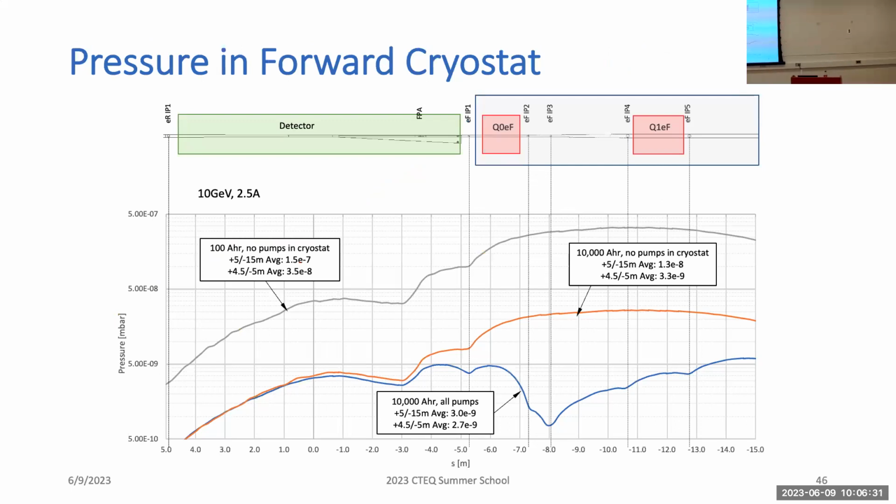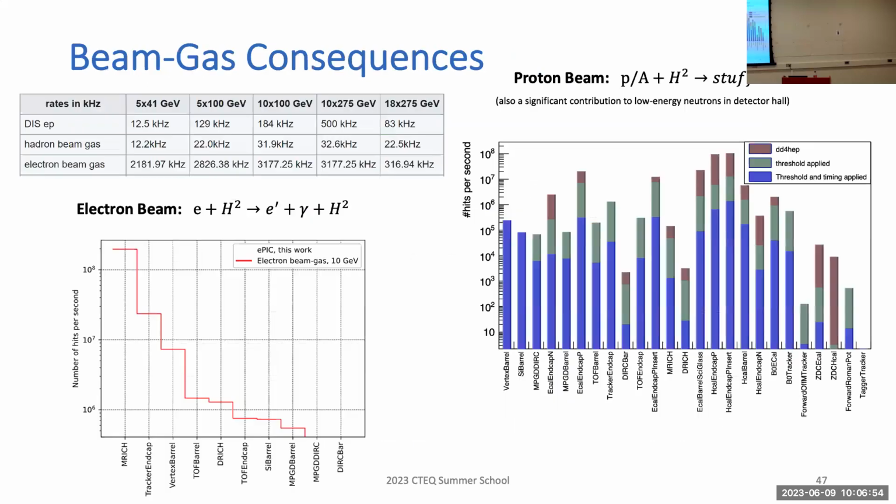In fact, the plan is that not only will you do special things like use special coated pipes and bake out the beam pipe with heat, actually the way you get to the best vacuum is just burning it off by running the machine through it. So this is after 10,000 amp hours. You can see that the pressure in the machine goes down by almost an order of magnitude in the interaction region. These interactions have consequences. The beam gas interaction, so if we just look at one example here, 10 on 100, the EP rate is 184 kilohertz.